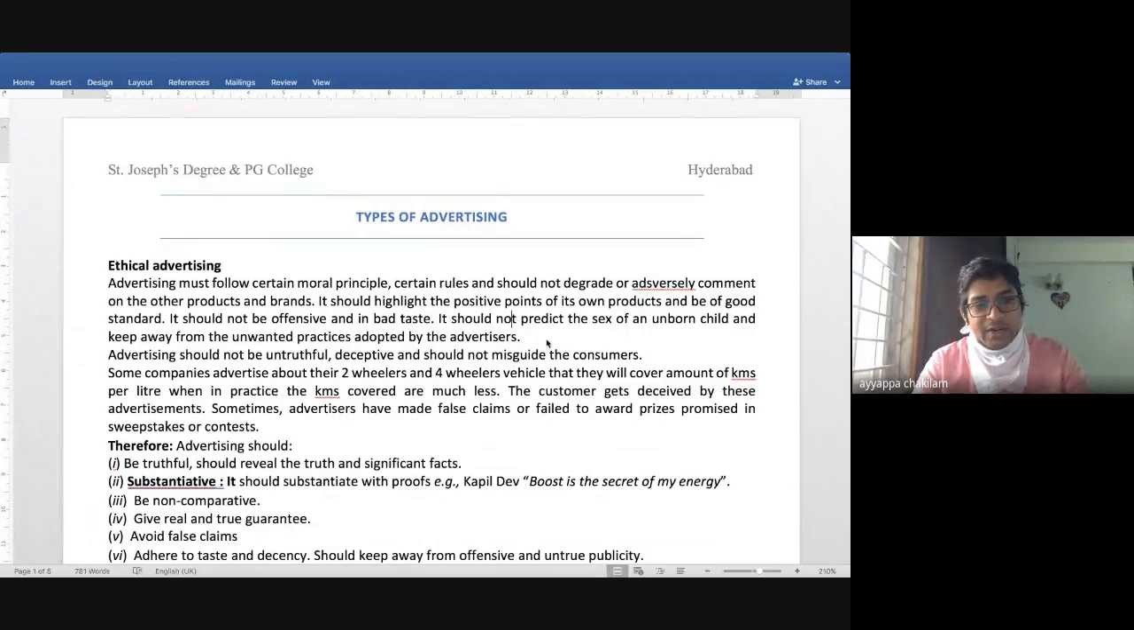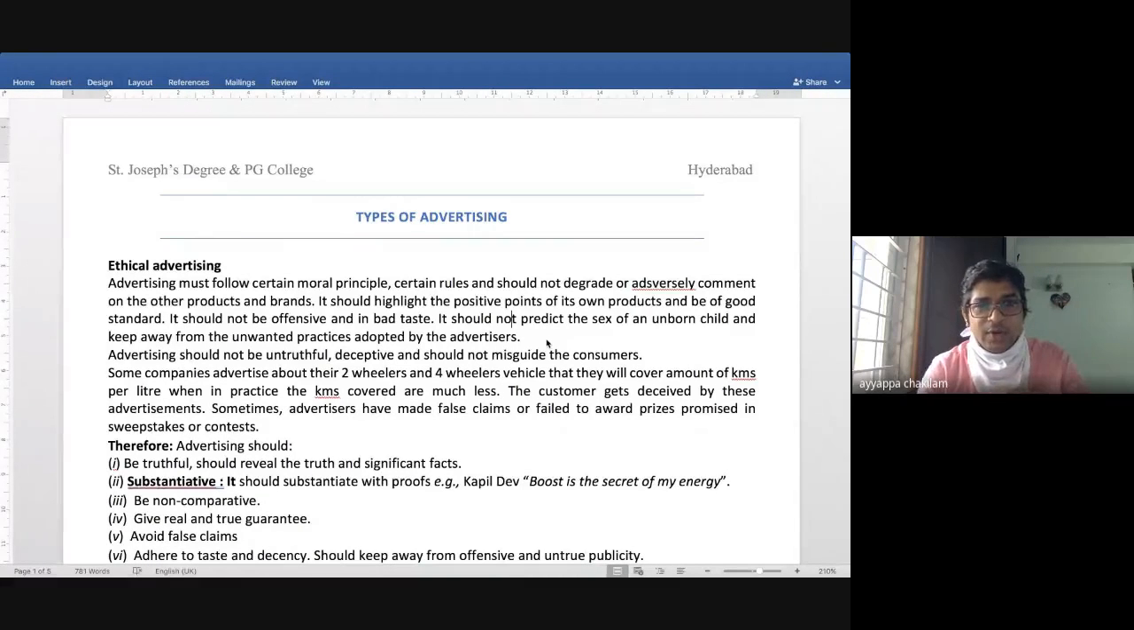how can we divide advertising into different things? So it's not that advertising is one single thing. Based upon the kind of advertisings that are being shown to the consumers, that they want to show to the consumers, different types of advertising come up. So let's see what are the different types that really exist.